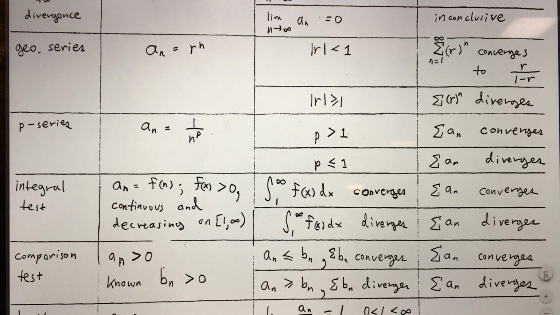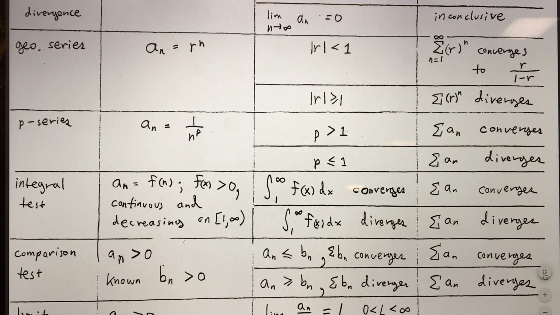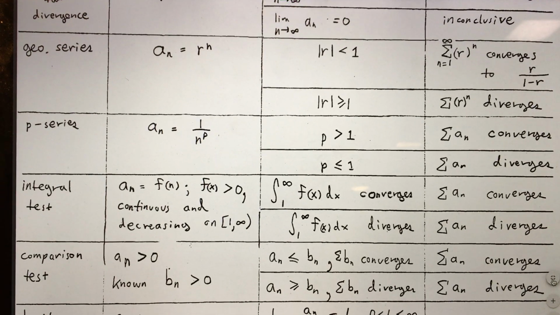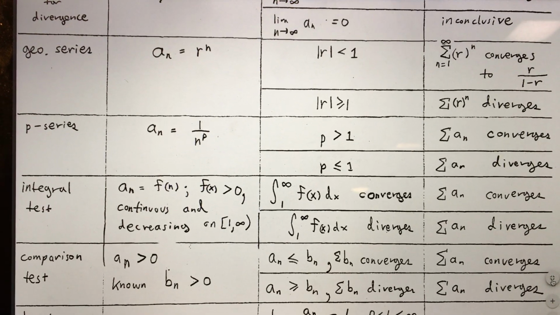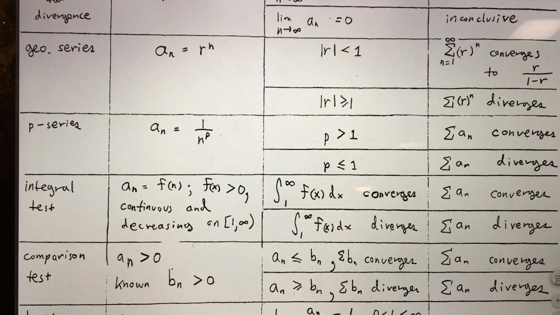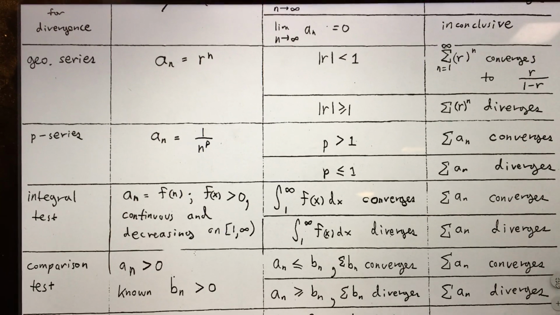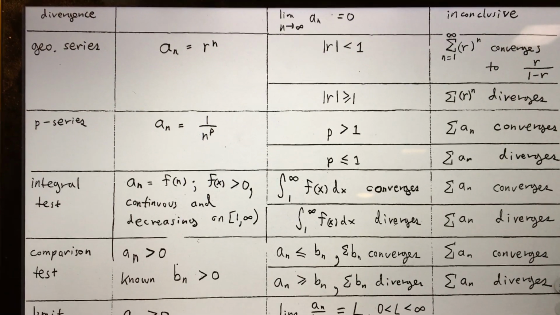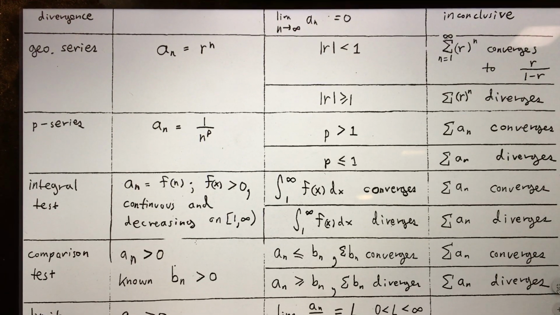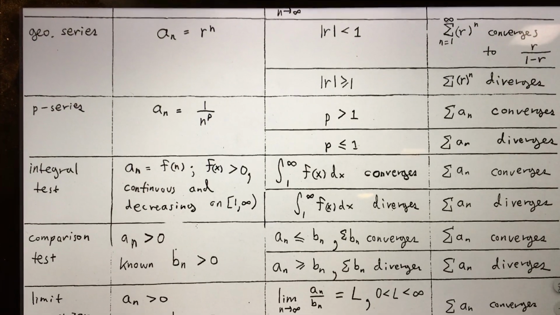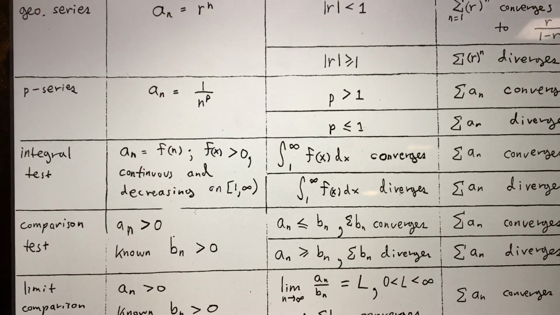Then most recently we did the comparison test. You have to have two sequences that are both positive. You know about b sub n and you're interested in a sub n. And then if a sub n is smaller than b sub n and b sub n converges, that tells you a sub n converges. If a sub n is bigger than b sub n and b sub n diverges, then a sub n diverges. Now that doesn't cover all the possibilities.